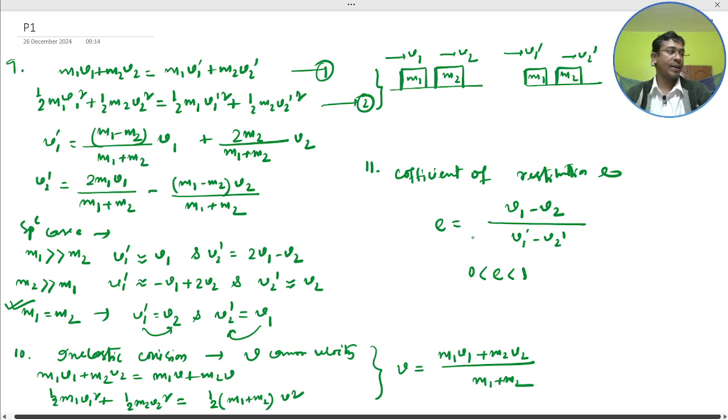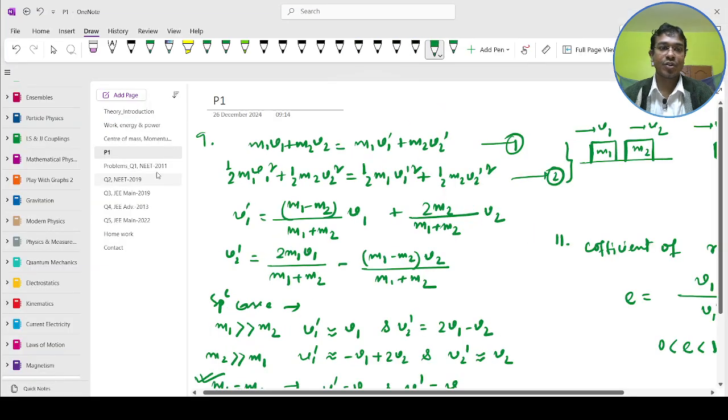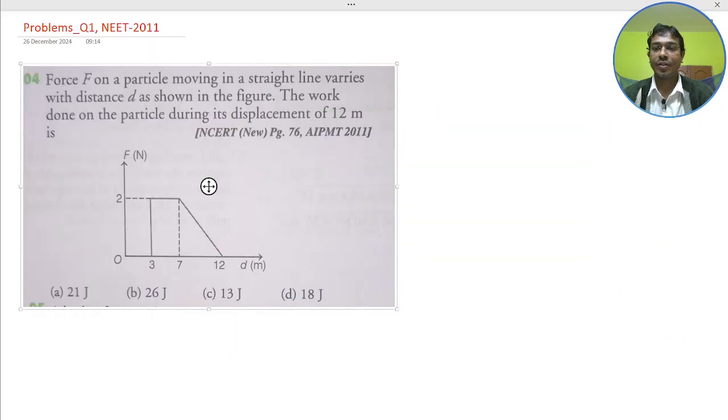So we have covered our theory discussion sessions. Now go ahead with our problem discussions. First one is a NEET new type question: a force F on a particle moving in a straight line varies with the distance d as shown in the figure. You have to find the work done.